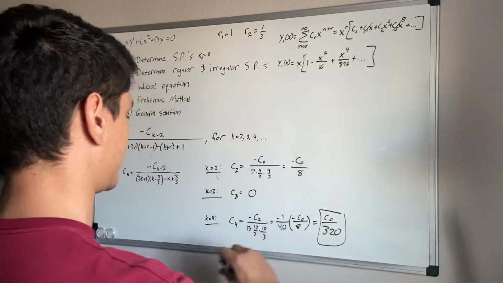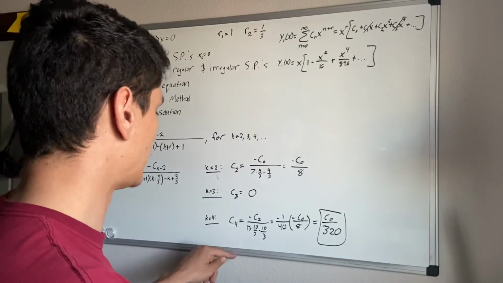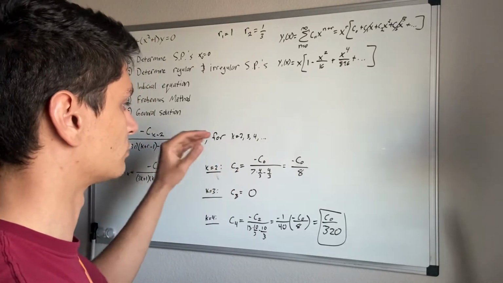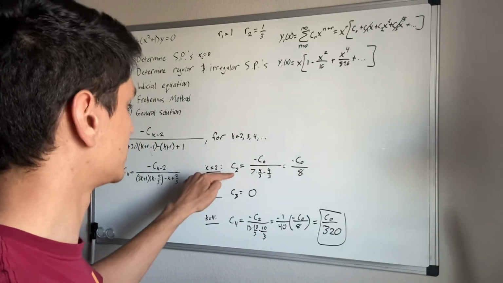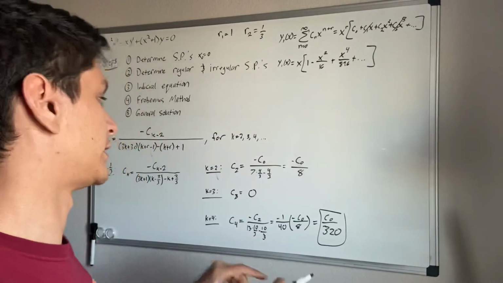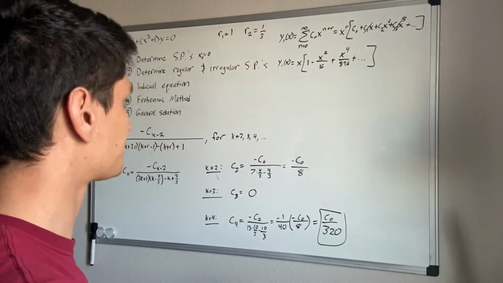And that's good enough for now, because if we go to c sub 5, then c sub 5 is going to equal negative c sub 3, which is 0. So we're going to have the same repeating pattern: even subscripts are going to yield an answer, and odd subscripts are going to yield a 0.